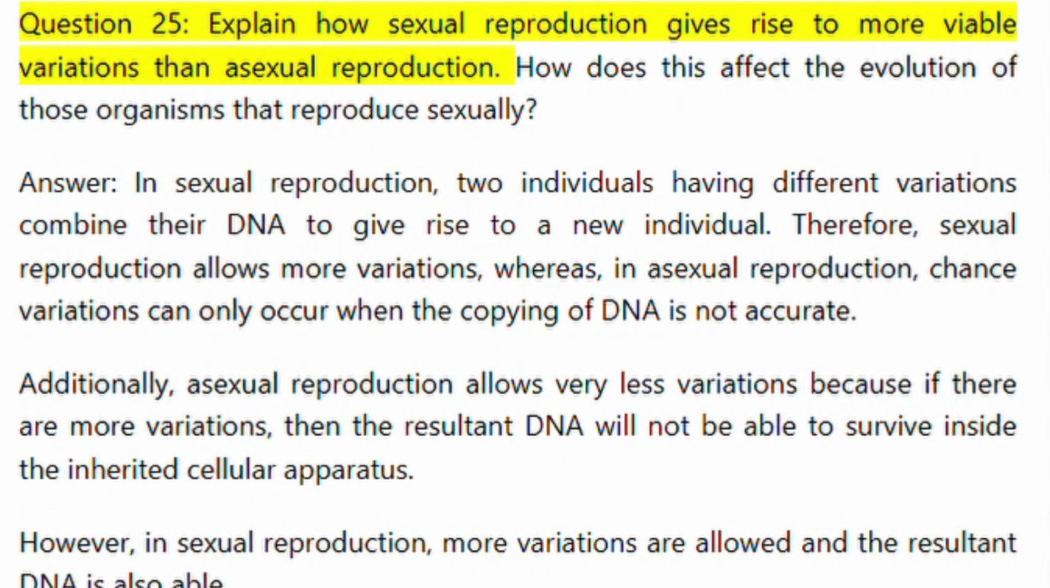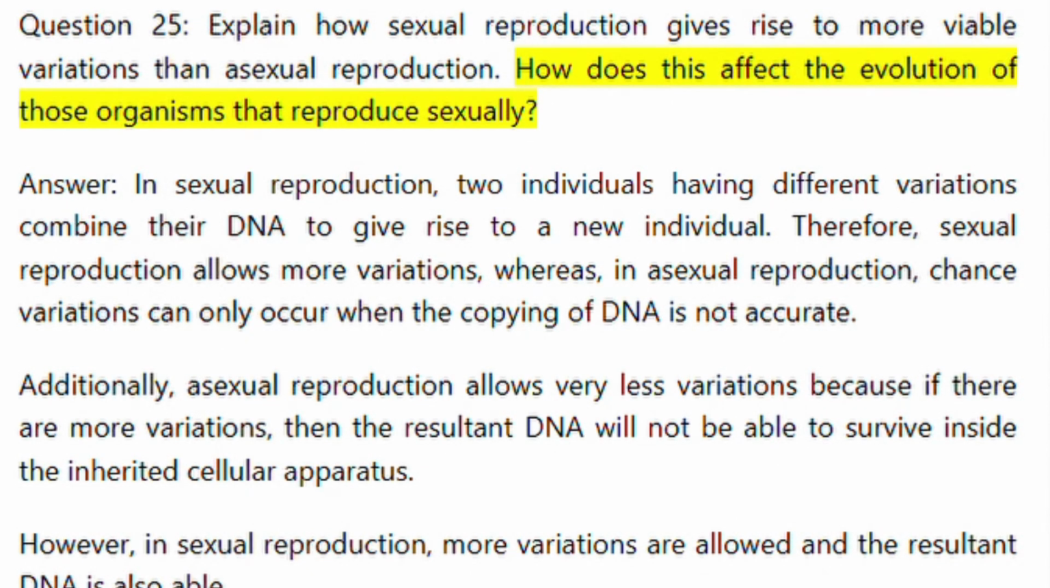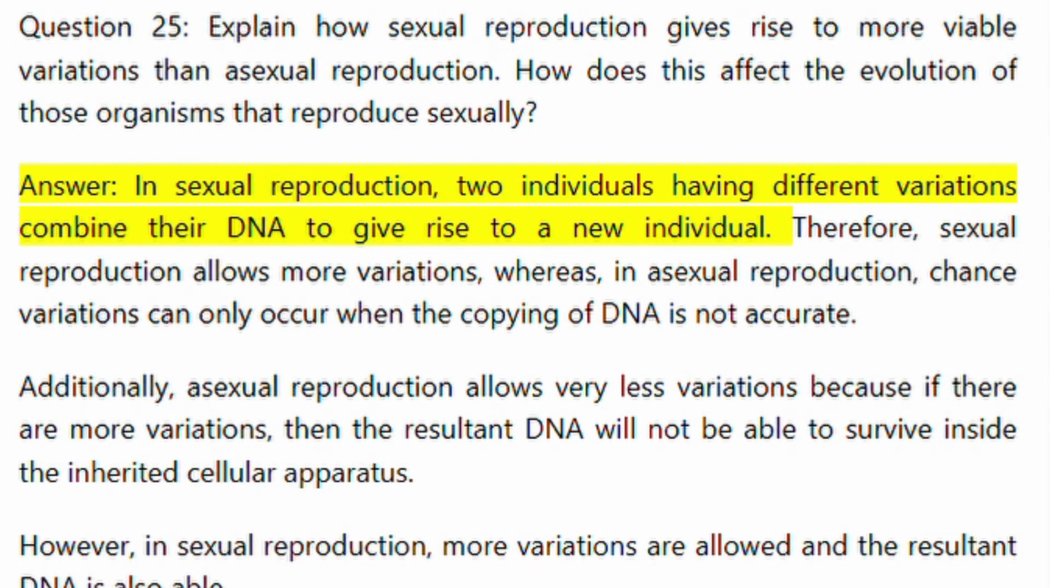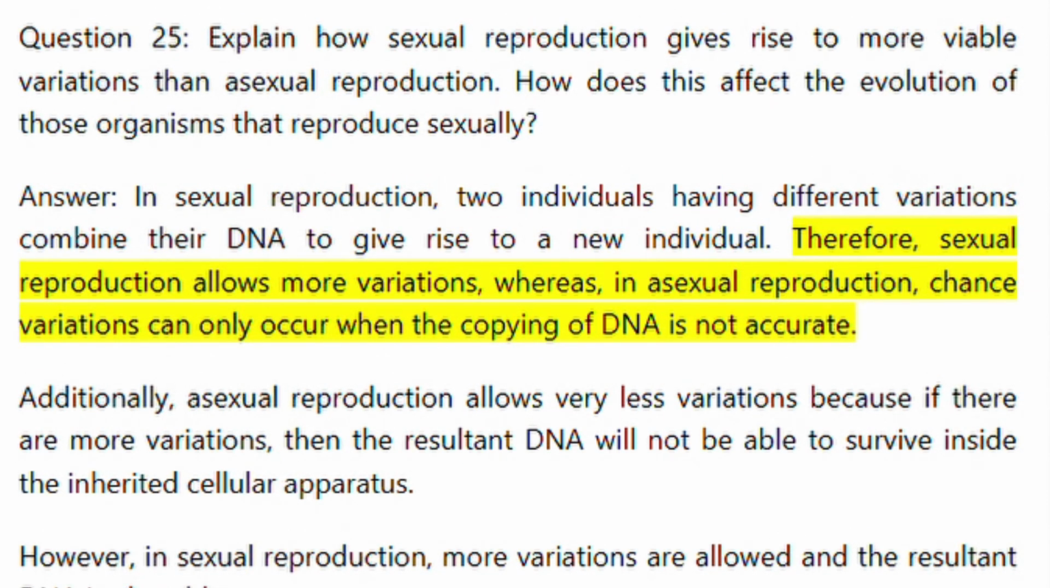Question 25. Explain how sexual reproduction gives rise to more viable variations than asexual reproduction. How does this affect the evolution of those organisms that reproduce sexually? Answer. In sexual reproduction, two individuals having different variations combine their DNA to give rise to a new individual. Therefore, sexual reproduction allows more variations, whereas, in asexual reproduction, chance variations can only occur when the copying of DNA is not accurate.